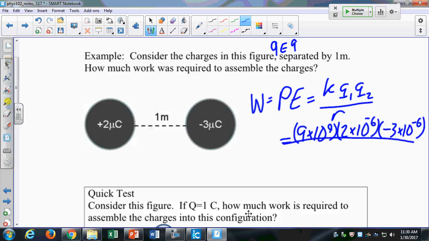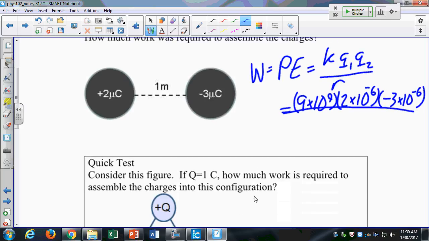That's different than what we did for fields or forces, but we're talking about scalar quantities here. And then divided by R, which is 1 meter. And so that's 18, 30, 54, negative 54 times 10 to the minus 3, I think. Negative 0.054 volts. Okay?